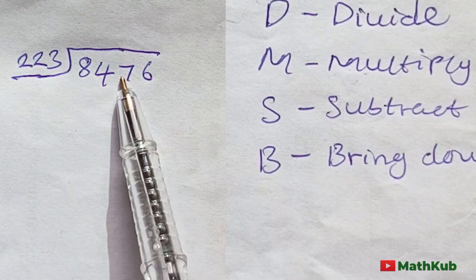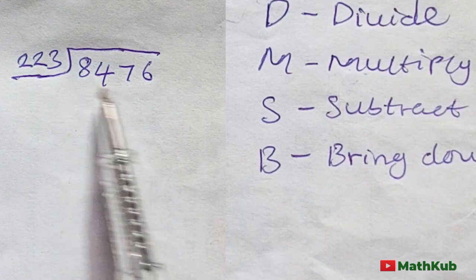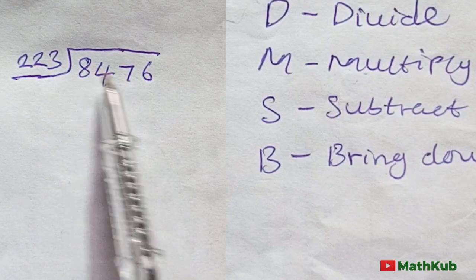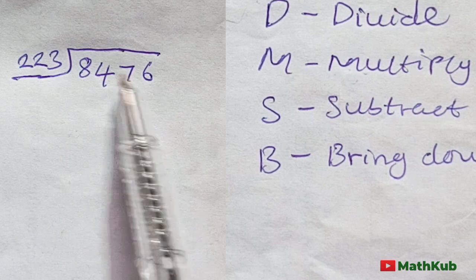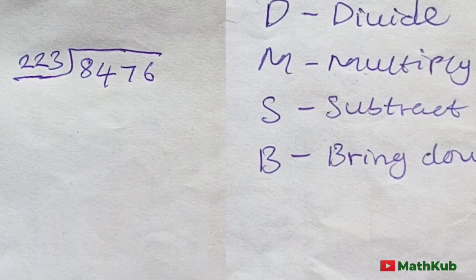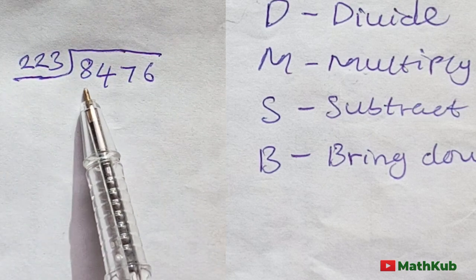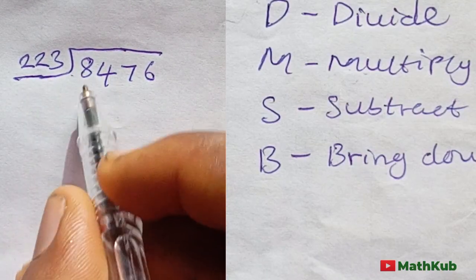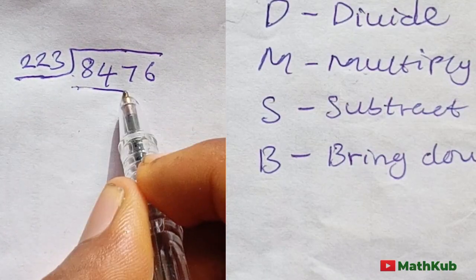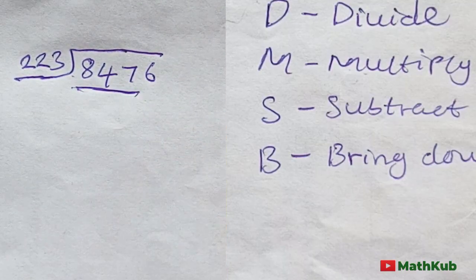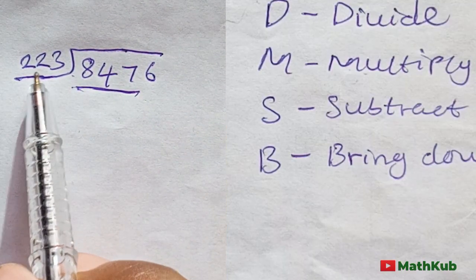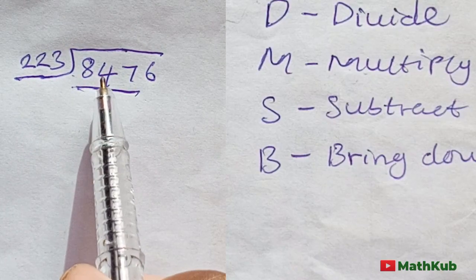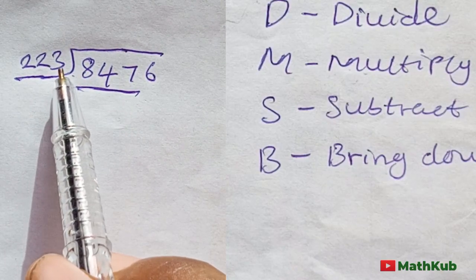So what are you to do? You first check whether the 3 digits can divide the first 3 digits of the number, and you can see the first 3 is bigger than this, so it can divide. You take the first 3 at once, and then you divide by 223. And now 847 divided by 223 will be what?